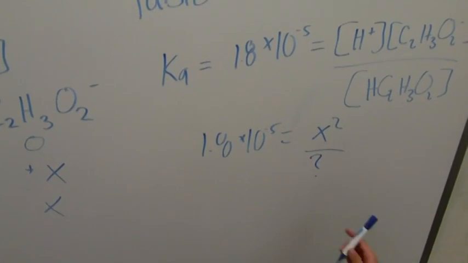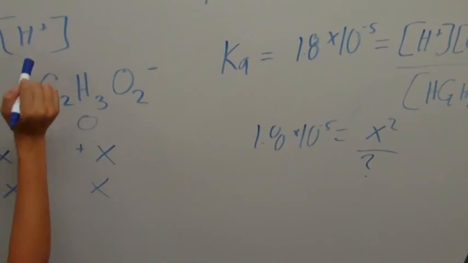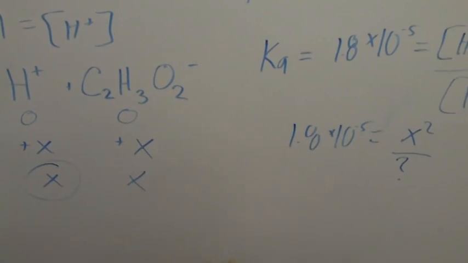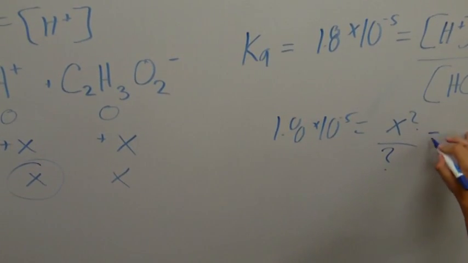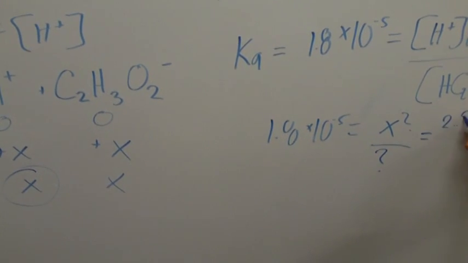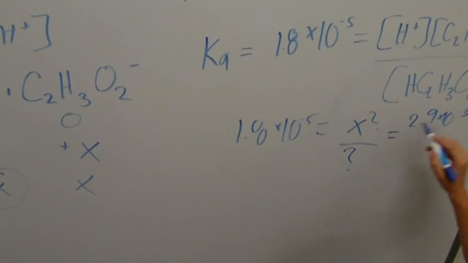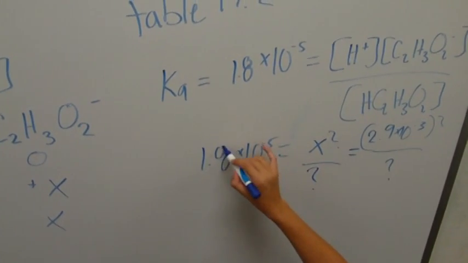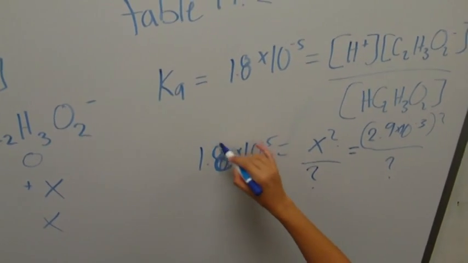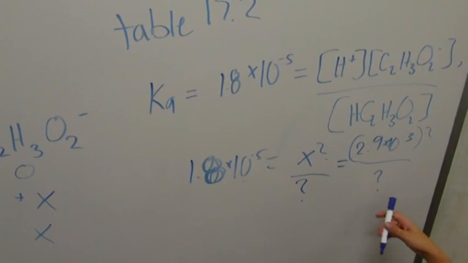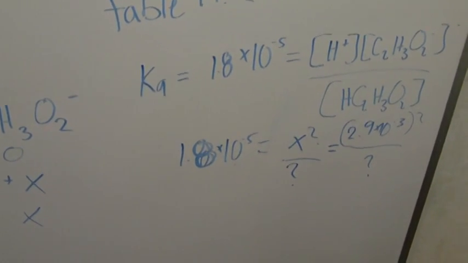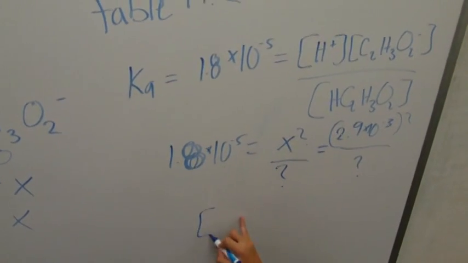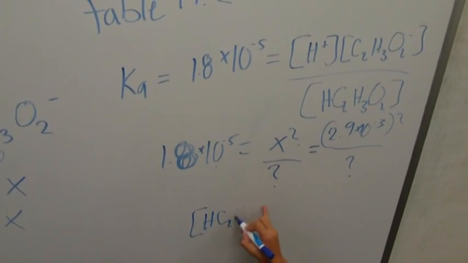Now what we do know, because of what they gave us, is the concentration of H+, which is x. So since we know x, we can plug x in here. So that was 2.9 times 10 to the negative 3, squared, over question mark, equals our Ka that we got from the table. Sorry, that's a horrible 8. And then we solve for the question mark, which is actually just the concentration of acetic acid.